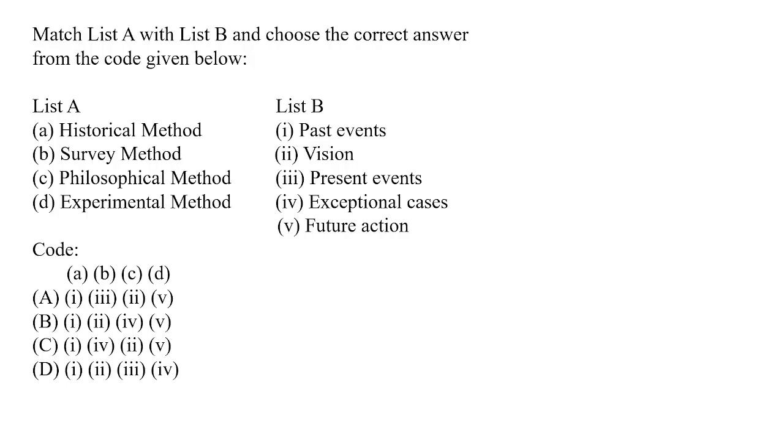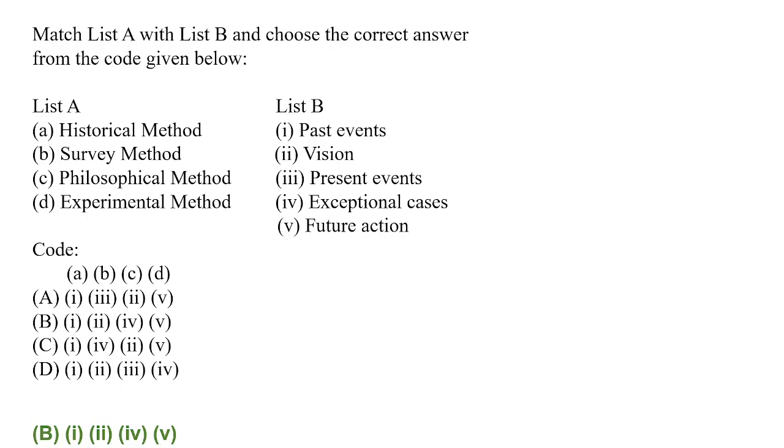So the answer will be B, because A is historical method. It will obviously go with past events, whatever past events have been observed and whatever past events have been recorded. Survey method can be matched with vision, because when you're taking a survey, you're taking opinions from a lot of people, so it's kind of how people perceive the situation.